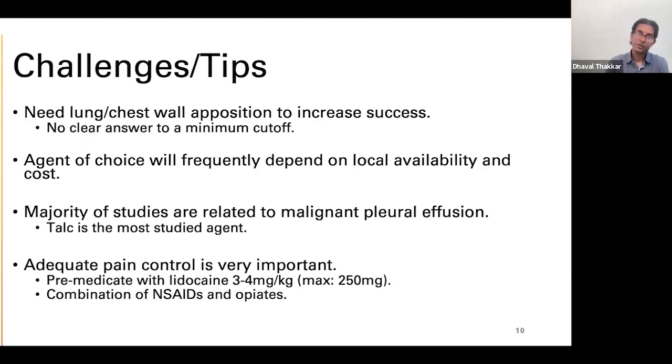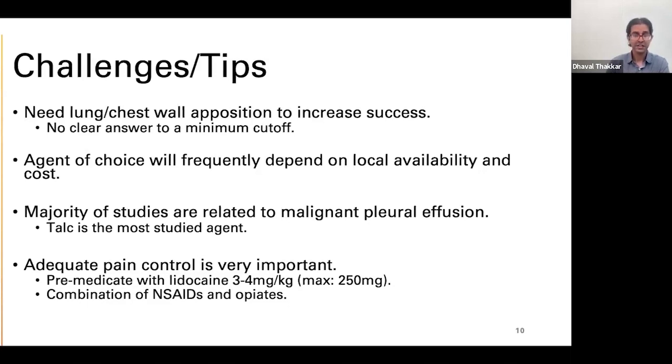So some of the challenges and tips that I can provide for chemical pleurodesis. You need some level of lung and chest wall apposition to increase your success of pleurodesis with chemical pleurodesing agents. Unfortunately, there's no clear answer to a minimum cutoff. It's clinical gestalt, some experience, but we know that there has to be some level of chest wall and lung apposition for the pleurodesis to occur. And as I mentioned, agent of choice frequently depends on local availability and cost. I've pretty much used talc and doxycycline in my career training so far, and it's what we had available in the States. And talc is something that we use locally here, so that's our go-to.